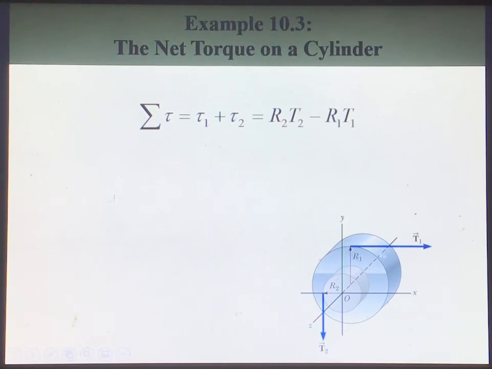So again, clockwise is negative, counterclockwise is positive. So T2 produces a counterclockwise torque, so this is considered positive.